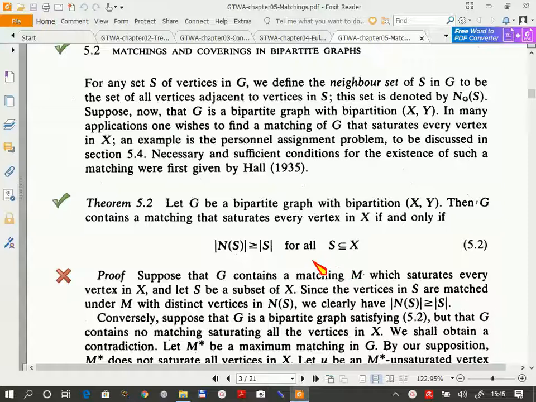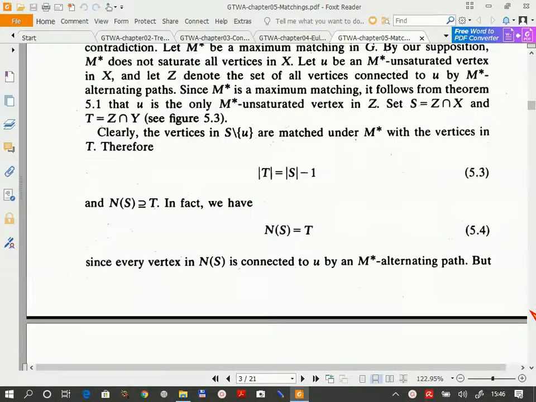Okay? And again, this is more useful for negative answers than for positive ones. Anyway, it is an if and only if, so it's all right. You can check if you find for all subsets of X that you have this inequality, then you can be sure that there is a matching saturating every vertex in X. Again, I don't need any proof on this.